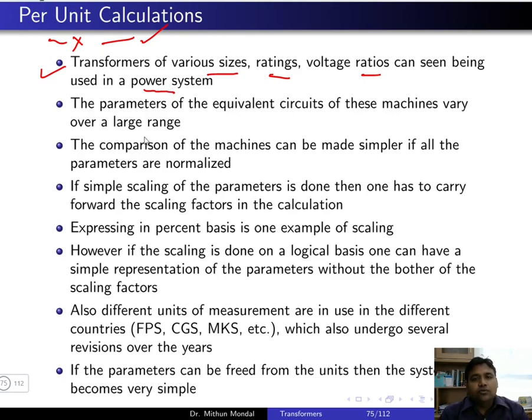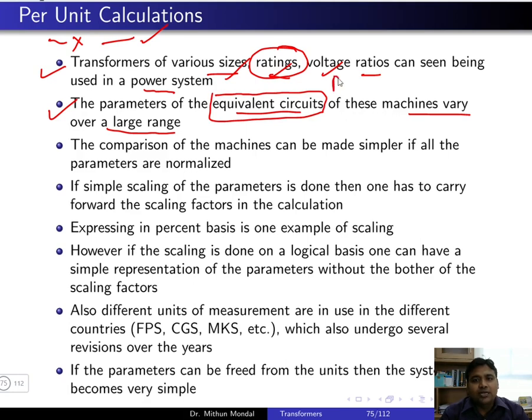So the transformers of various sizes, rating and voltage ratios are used in the power system network at different generating stations and the distribution stations. The parameters of the equivalent circuit of these machines vary over a large range. Since the transformers are of different rating, obviously the equivalent circuit parameters, which are basically the resistance, inductance and the mutual inductance, will vary a lot over a large range.